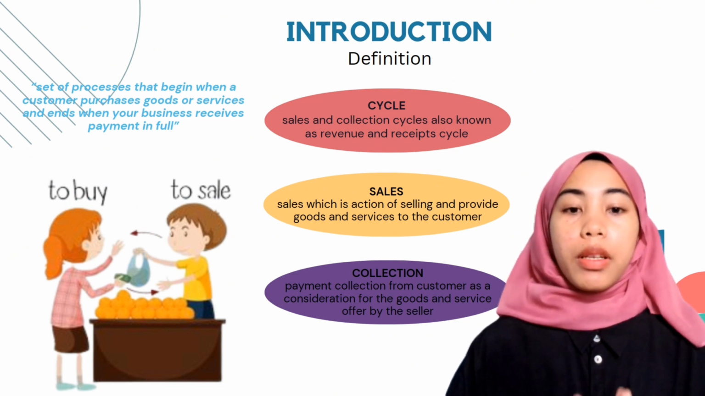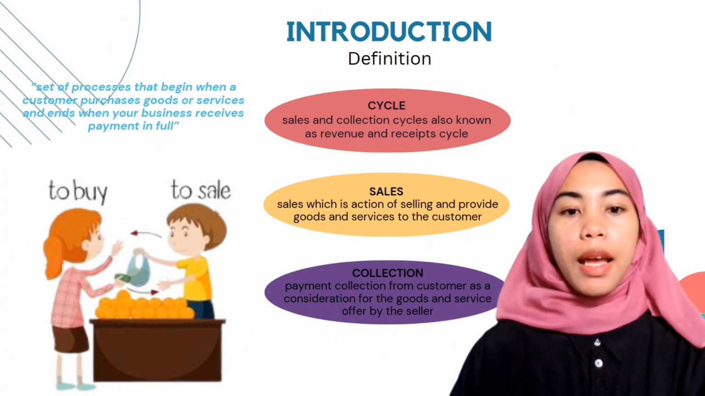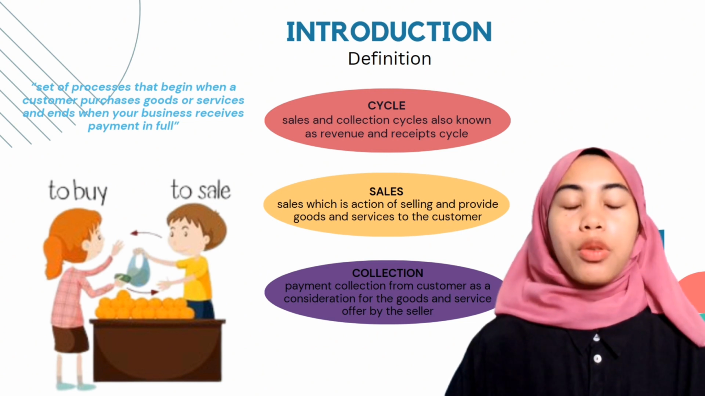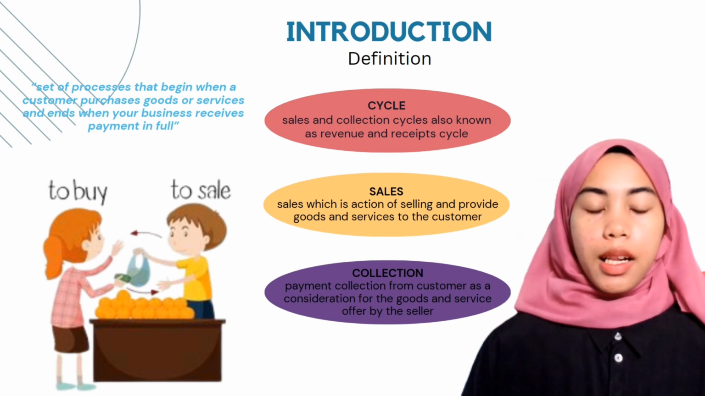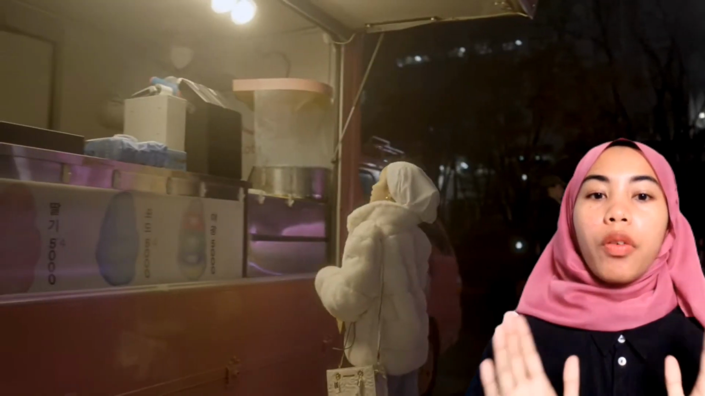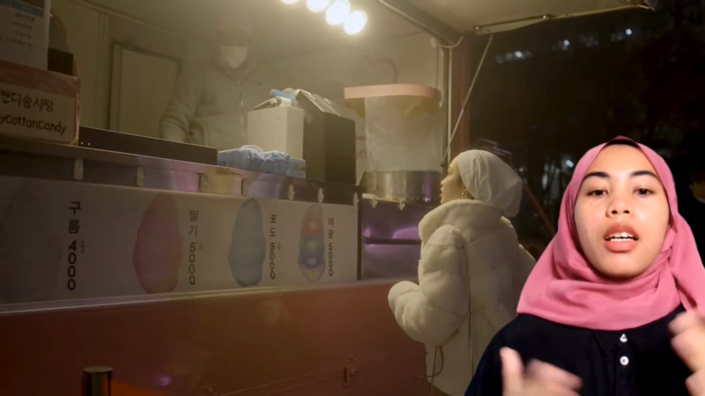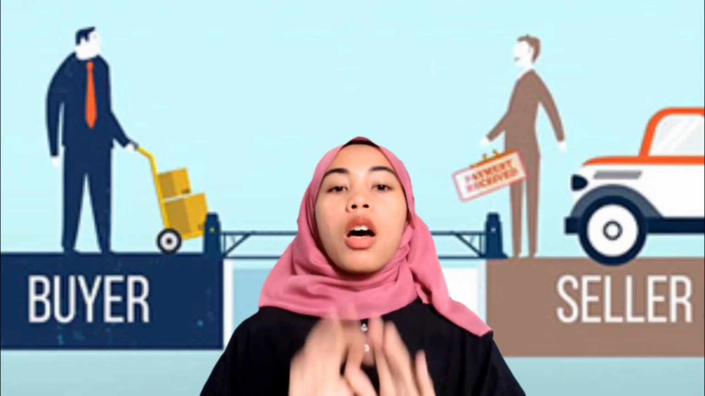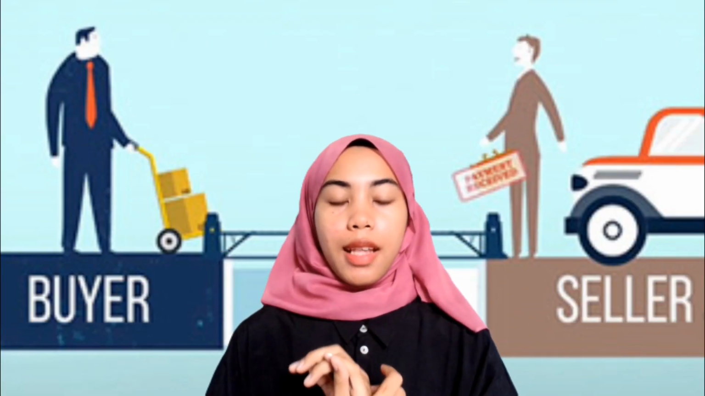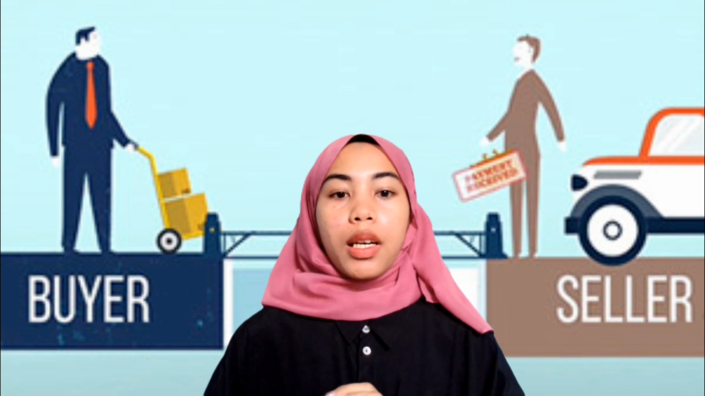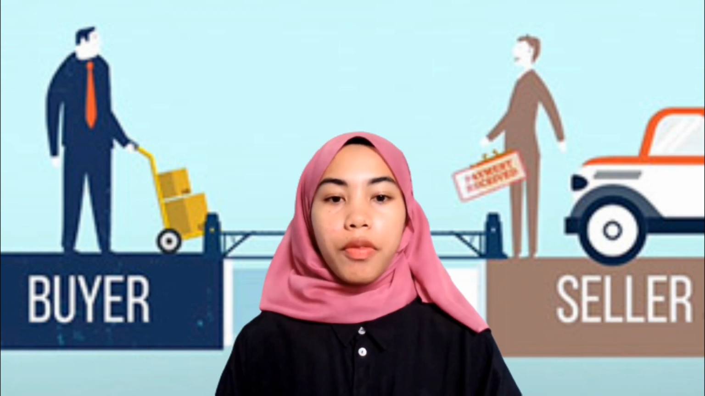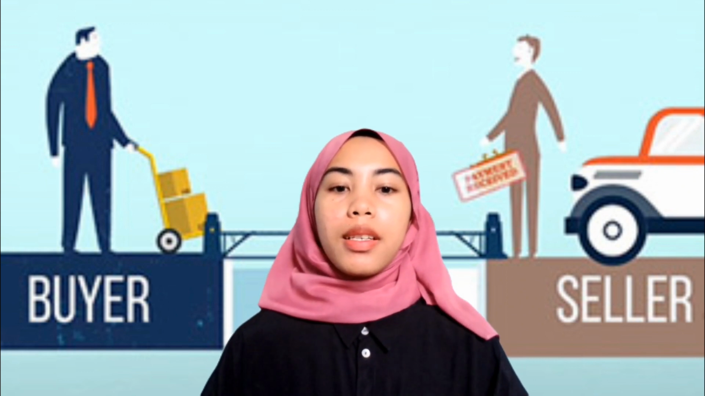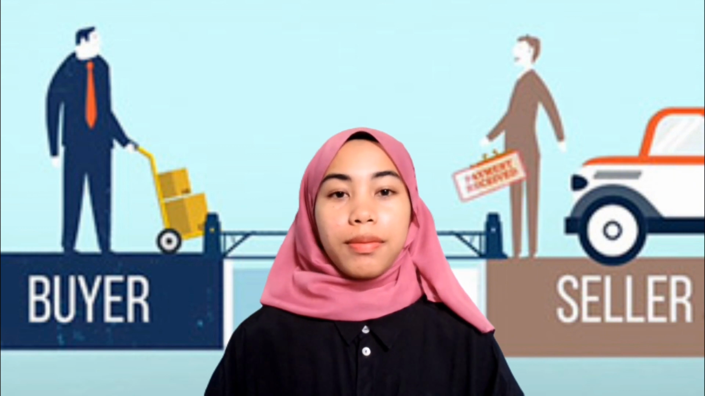This cycle is about sale, which is the action of selling and providing goods and service to the customer. After sale, the collection part of the cycle involves payment collection from the customer as a consideration for the goods and service offered by the seller. So, overall it is a set of processes that begin when a customer purchases goods and service and end with your business receiving payment in full.